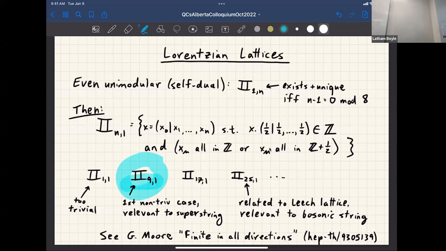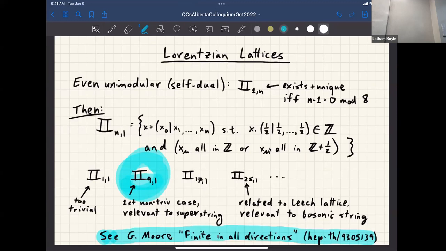The 9,1 lattice is interesting because in string theory, there's this paper by Greg Moore that pointed out that actually the most symmetric toroidal compactification of the superstring is when you take all 10 dimensions of superstring theory and compactify all of them on this lattice by modding out Minkowski space by this lattice. And he dismisses this as unphysical because he says, oh, well, it has closed timelike curves, and so it just wouldn't make sense physically, but it's interesting mathematically that it's the most symmetrical structure.